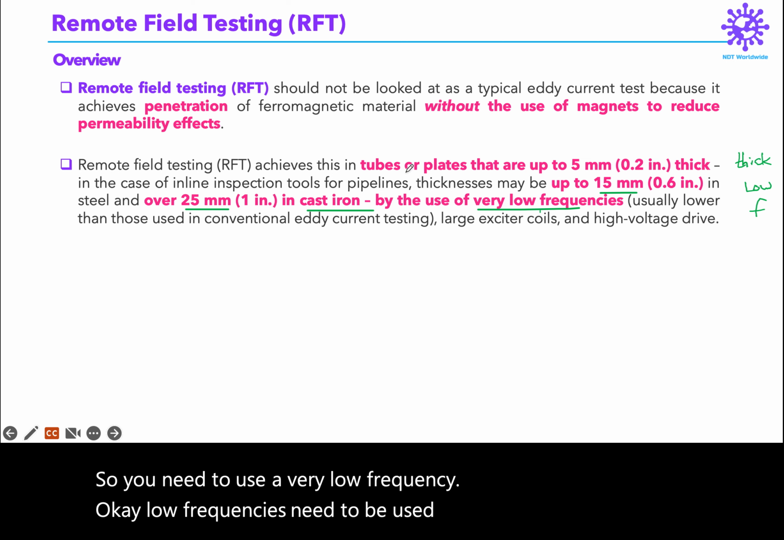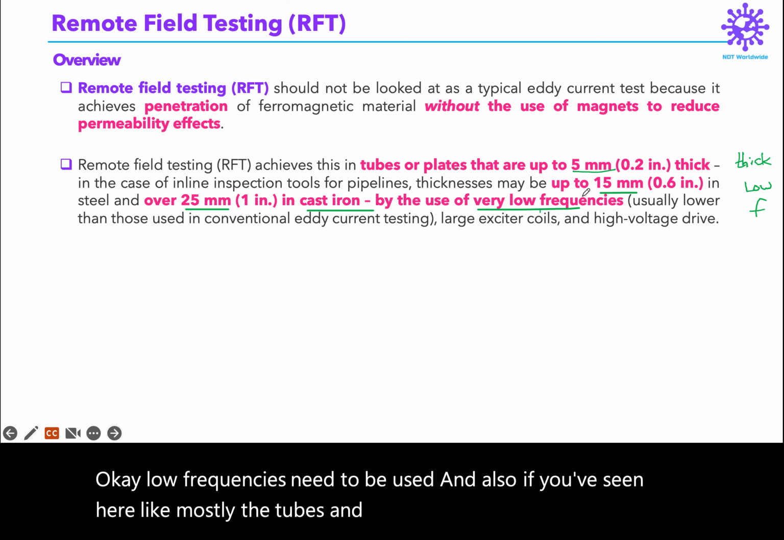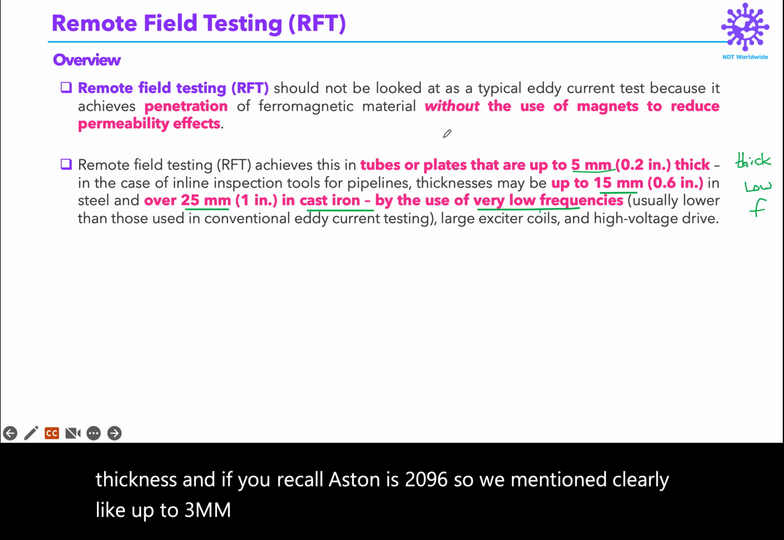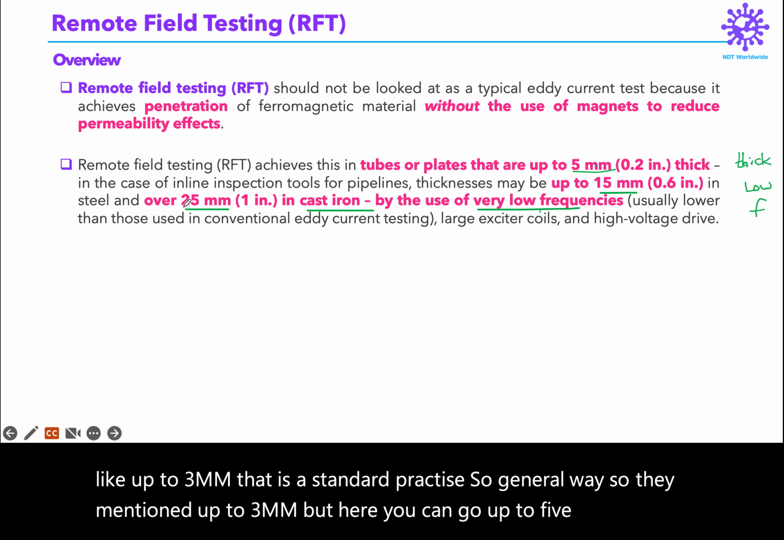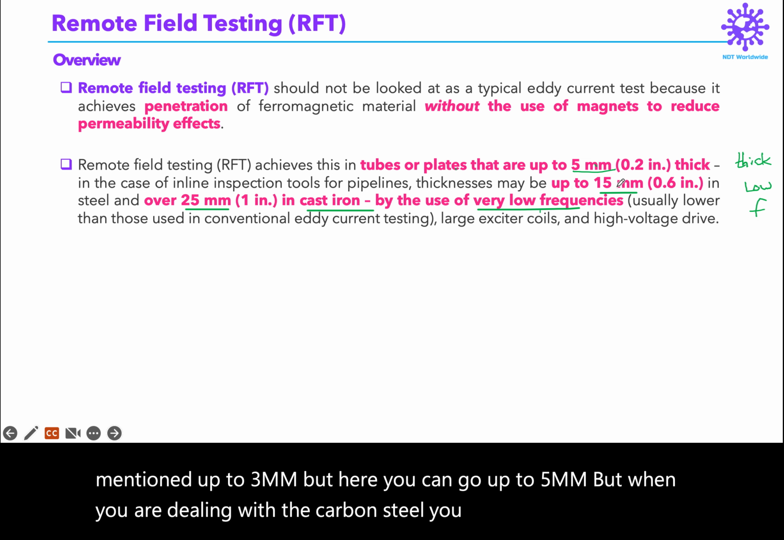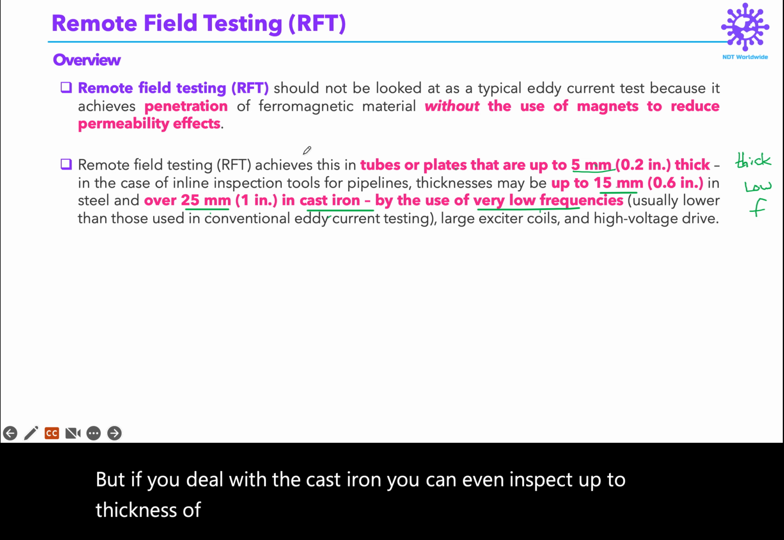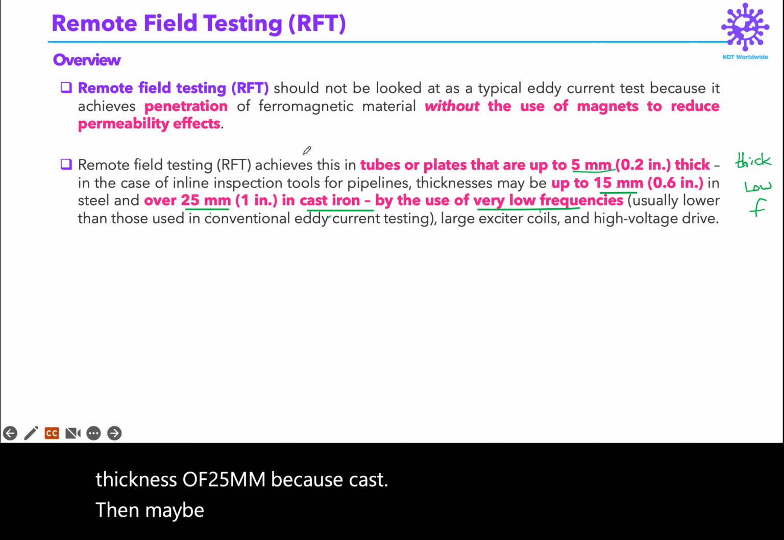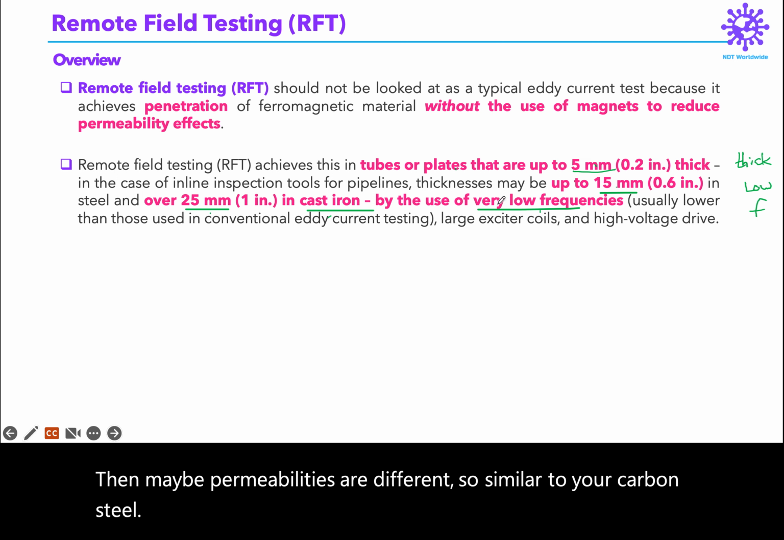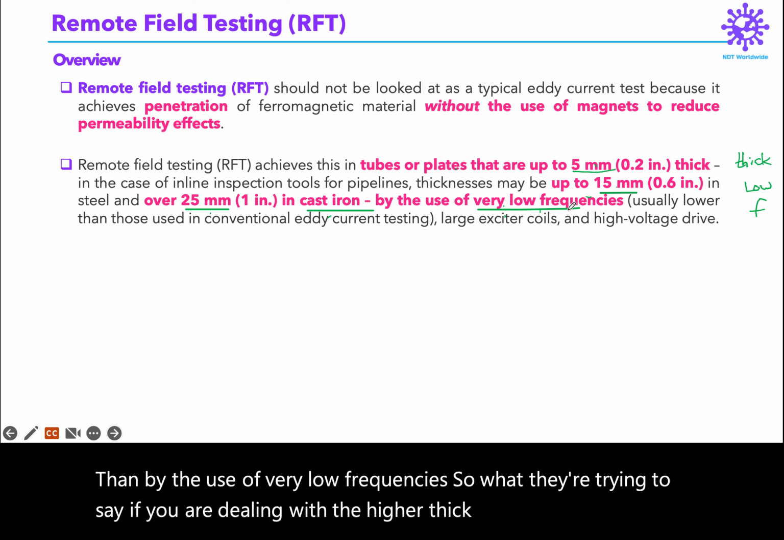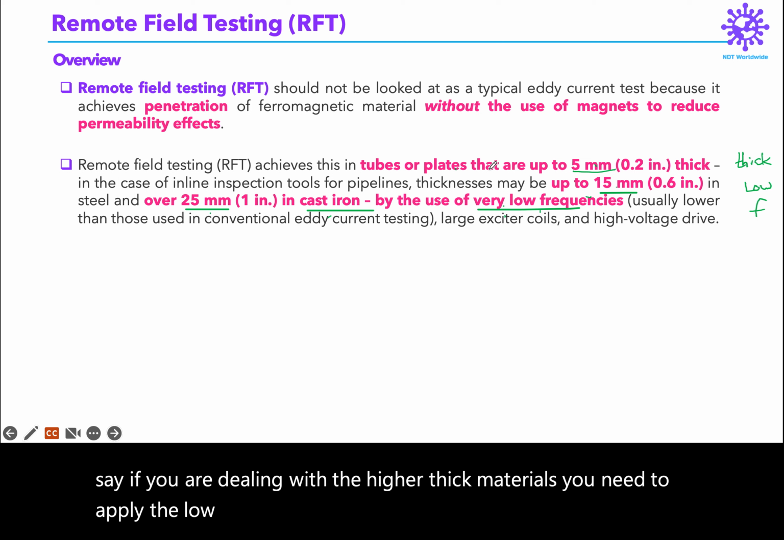And if you've seen here, mostly for tubes and plates we are going up to 5 mm thickness. If you recall ASTM E2096, it clearly mentions up to 3 mm. That is a standard practice, the general way, so they mention up to 3 mm, but here you can go up to 5 mm. When you are dealing with carbon steel, you can even go for 15 mm. If you deal with cast iron, you can even inspect up to a thickness of 25 mm, because cast iron's permeability is similar to your carbon steel, by the use of very low frequencies. What they're trying to say here is that if you are dealing with thicker materials, you need to apply low frequencies. So this is one important question.